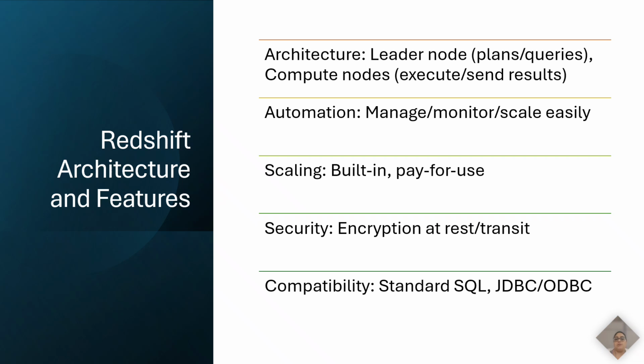The key takeaways of this are: it easily scales nodes with no downtime, use columnar storage and parallel processing for performance, auto monitor and backup with built-in encryption. Now, let's look at Amazon Aurora.